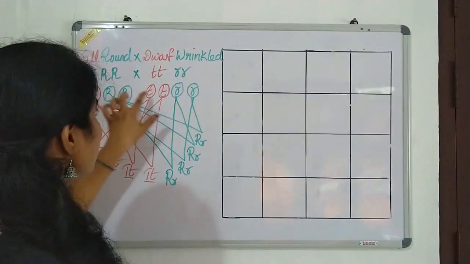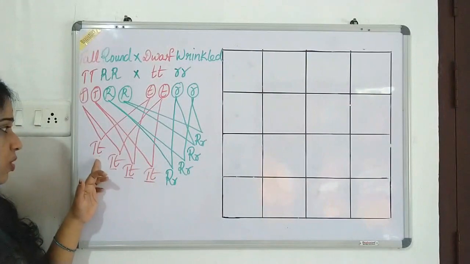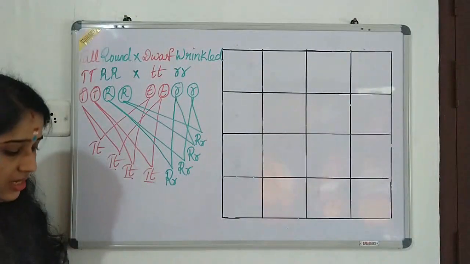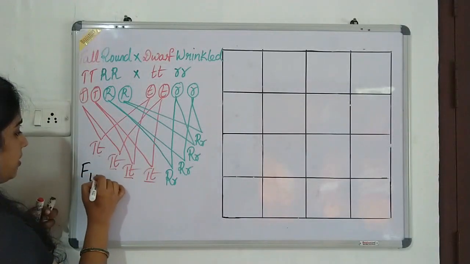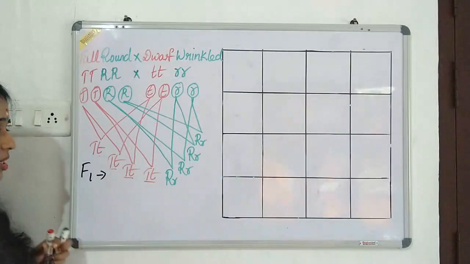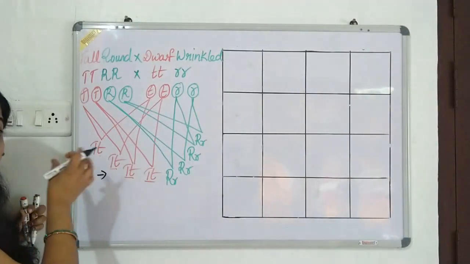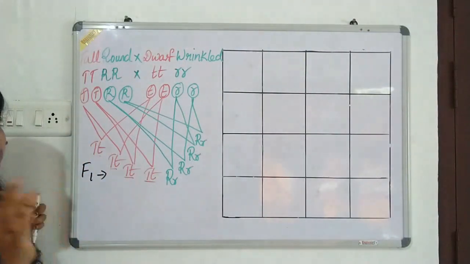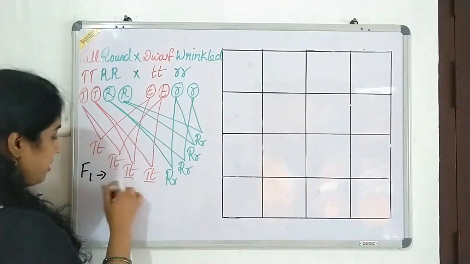Here, this can combine with this t only. So the product is what? Capital T, small t. And this is which generation? This generation is the F1 generation, or first filial generation. So who can tell me the genotype of the newly formed seeds? Newly formed plant. Genotype of the newly formed plant. Yes, what is it?